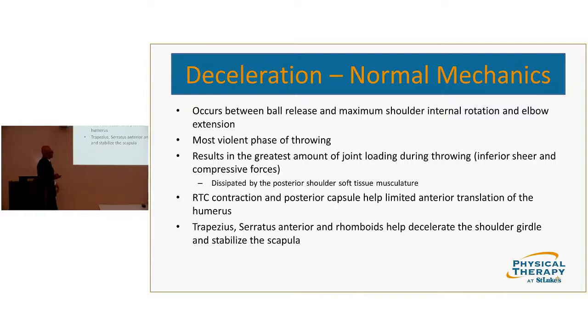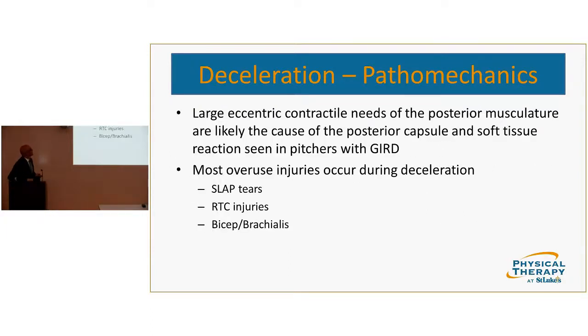Traps, serratus, and rhomboids help decelerate the shoulder girdle and stabilize the scapula. So pathomechanics, again, I just said this, and I'll say it again, it's that posterior aspect of the shoulder that takes a beating. Most overuse injuries occur during deceleration: SLAP tears, rotator cuff injuries, bicep. The bicep, again, during deceleration, as the elbow goes from about 90 degrees into extension to about 25 degrees of extension, is under a huge amount of eccentric load to slow the elbow down. So again, there could be an area where you'll see an overuse injury.